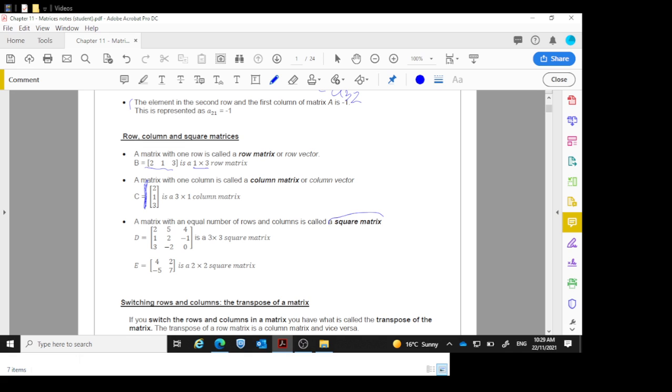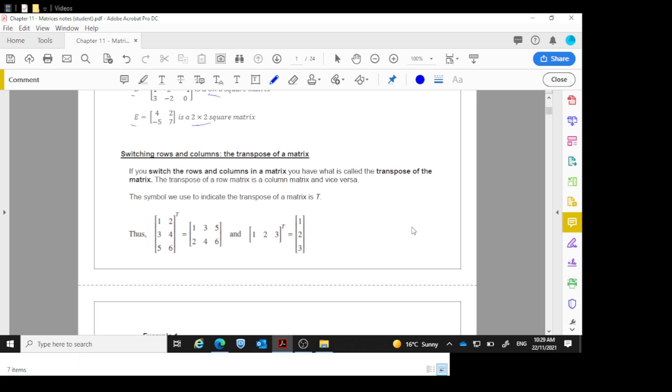A square matrix, as the name suggests, a square must mean it has the same number of rows and columns. They have to be equal. It's the only way you can have a square matrix. So this one here, matrix D, is 3 by 3. Matrix E is 2 rows, 2 columns. They're both square matrices.